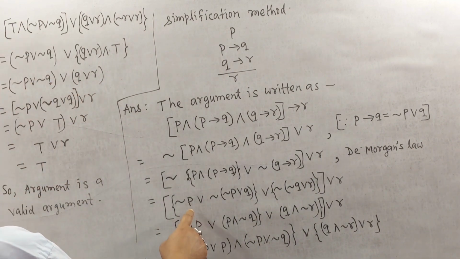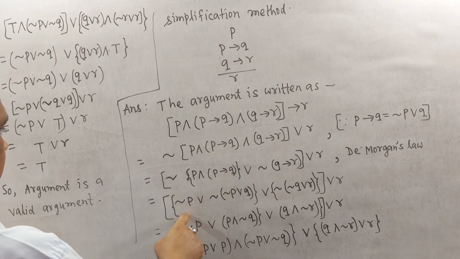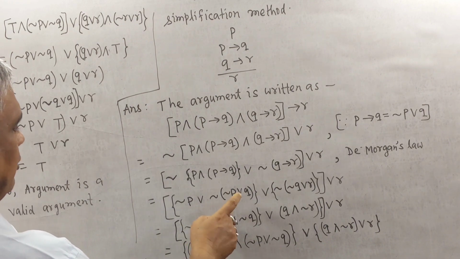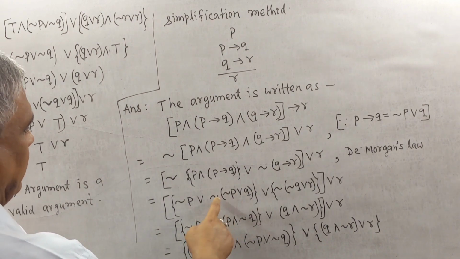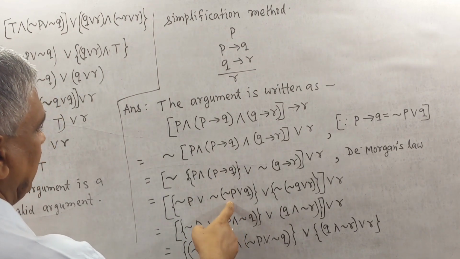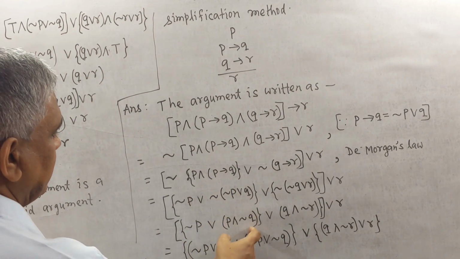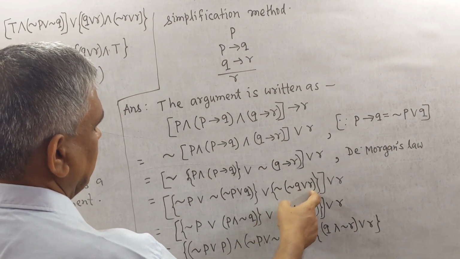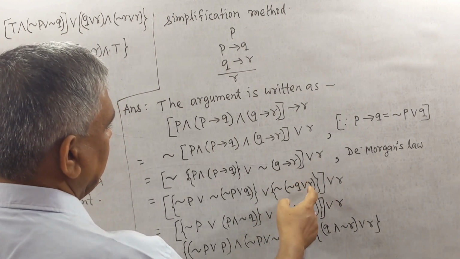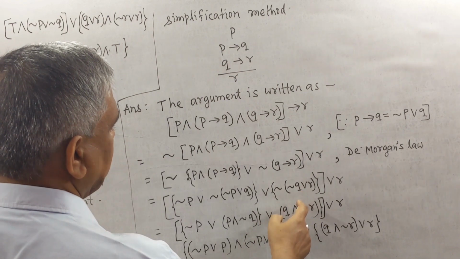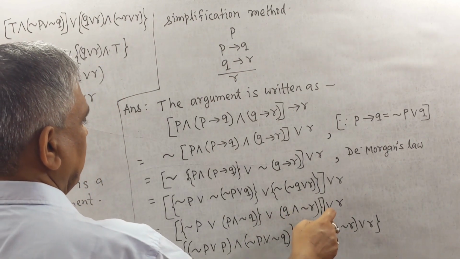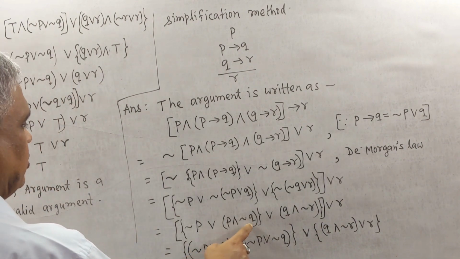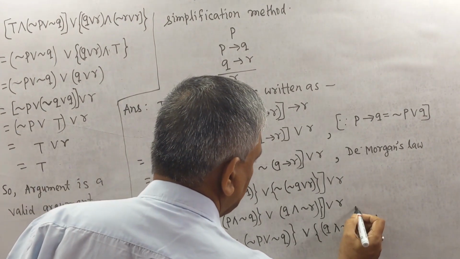So here we write negation of P, here disjunction. Again we apply De Morgan's law here. Negation P means P. Disjunction negation Q. Here disjunction. Here also we apply De Morgan's law. Negation Q, conjunction negation R. Negation Q means Q. Here disjunction R. Here we take the distributive law.